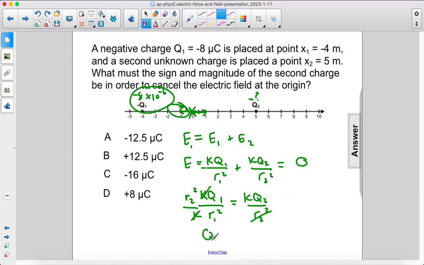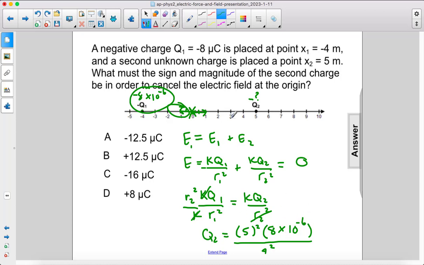So we have q2 equals r2, which is 5 squared, times q1, which is -8, but we don't need that negative sign right now. This is just the absolute value of the charge. Okay, there's the charge divided by r1 squared. So that is 4. It's 4 away from the origin, squared.